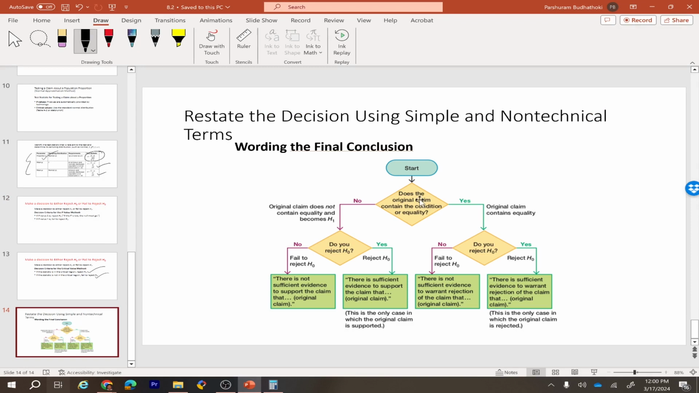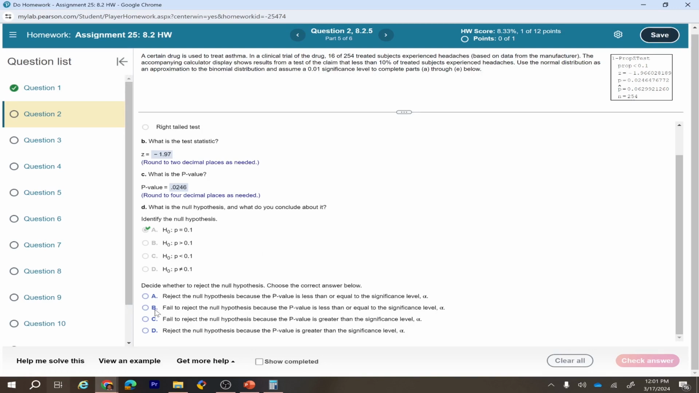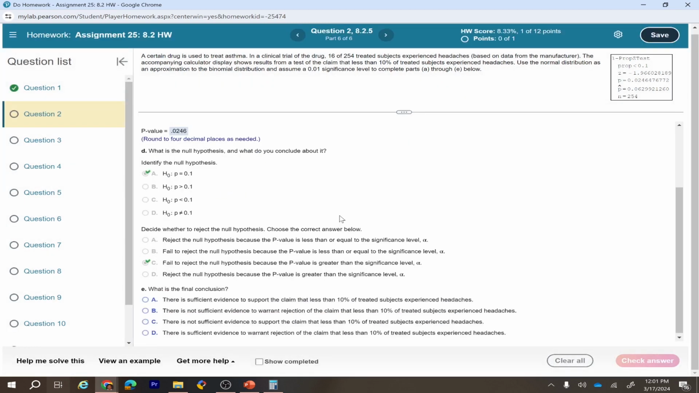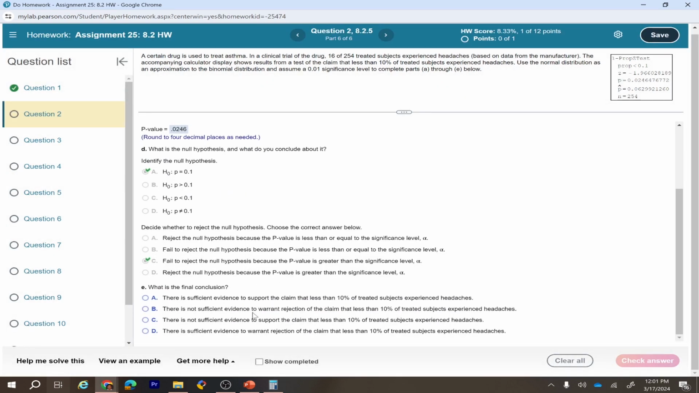And to make the final conclusion, look here, the claim is not equal, so you go to the left side and then fail to reject. So this is our final conclusion. There is not sufficient evidence to support the claim. So fail to reject the null hypothesis because the P-value is greater than alpha, and there is not sufficient evidence to support the claim that less than 10% of treated subjects experience headache.